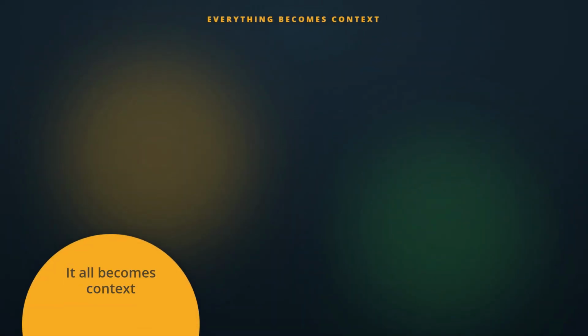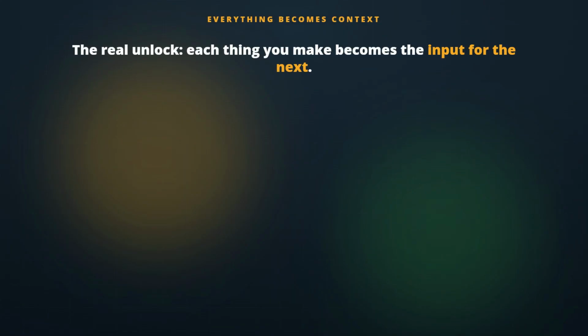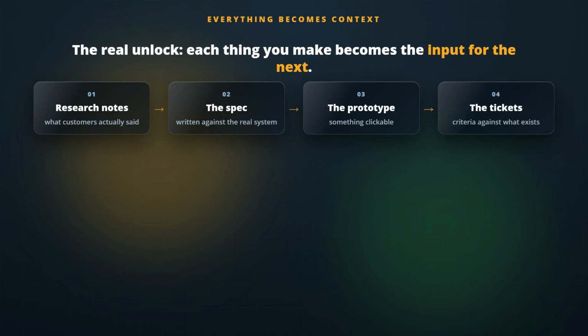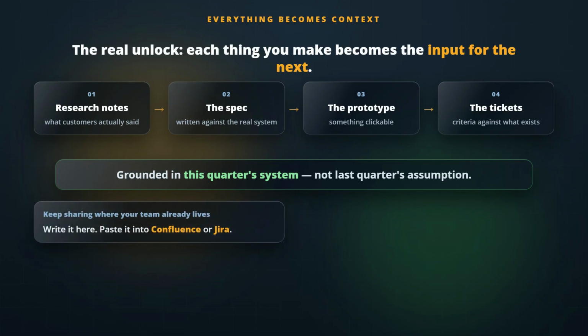The real unlock isn't any one of those, though. It's that each thing you make becomes the input for the next. Your research notes feed the spec feeds the prototype feeds the tickets, with acceptance criteria written against what actually exists instead of what you imagined in a meeting. And because all of it lives next to the real code, your spec is grounded in this quarter's system rather than last quarter's assumption. Keep sharing where your team already lives.